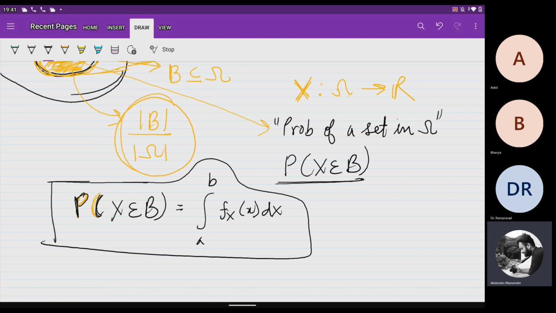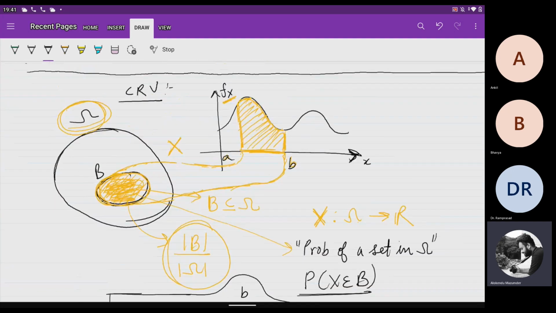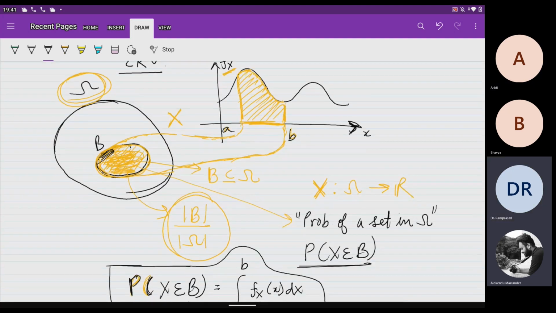Now, are we clear till now? Do you have a notion of how the probability of a particular set in a sample space maps to the area under the distribution of a continuous random variable? Does it make sense? You got it? Yes. Okay.